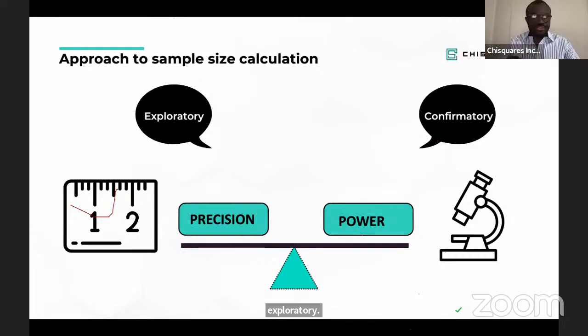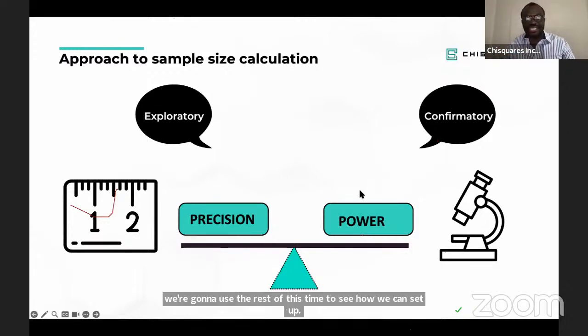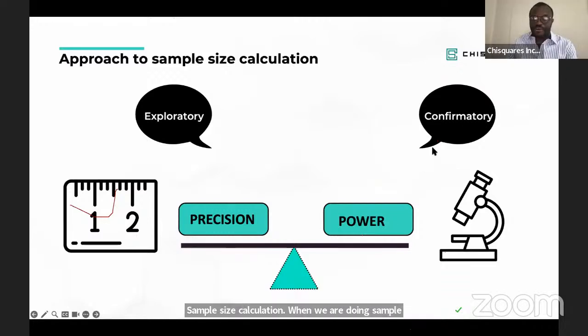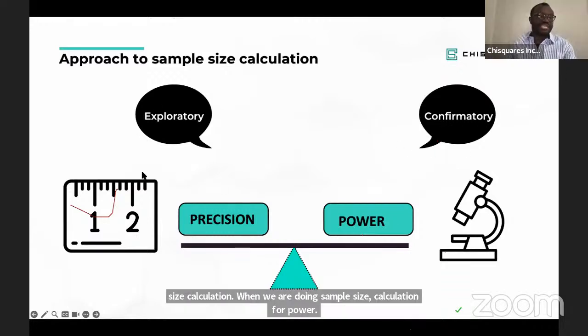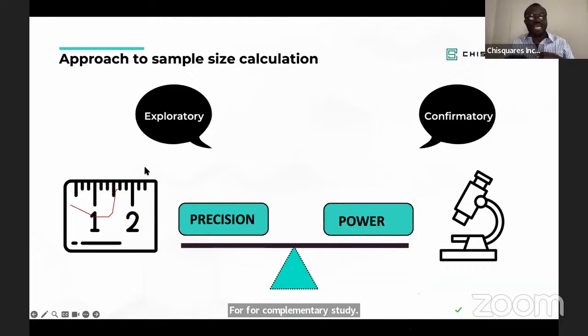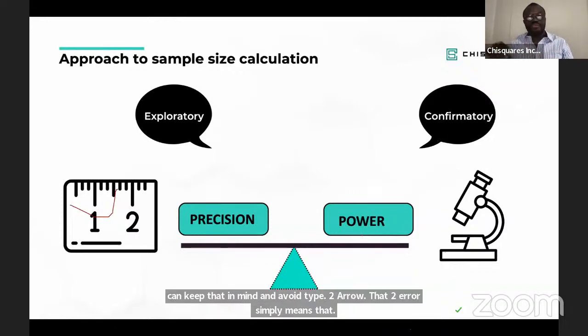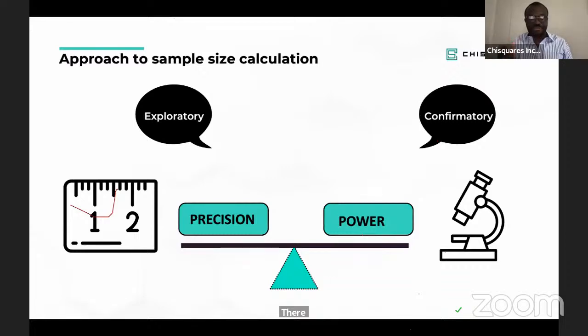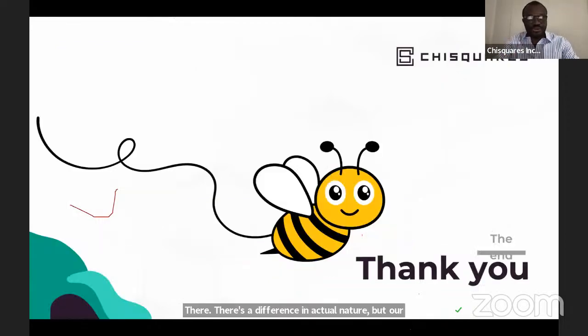So we're going to use the rest of this time to see how we can set up our sample size calculation when we are doing sample size calculation for power for a confirmatory study as well as for an exploratory study, so that we can keep that in mind and avoid type 2 error. Type 2 error simply means that there's a difference in nature, but our study failed to detect that difference because our sample size was too small.